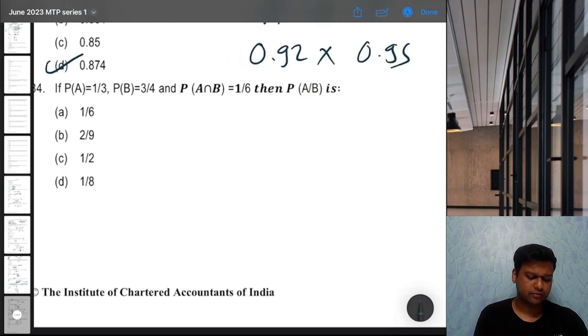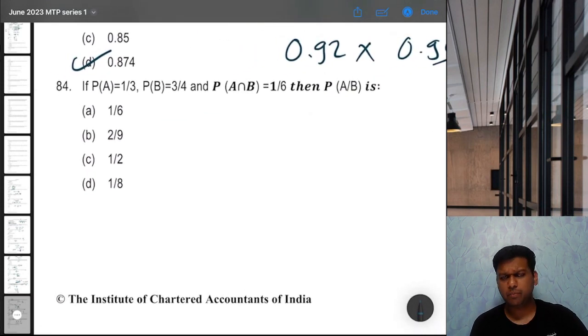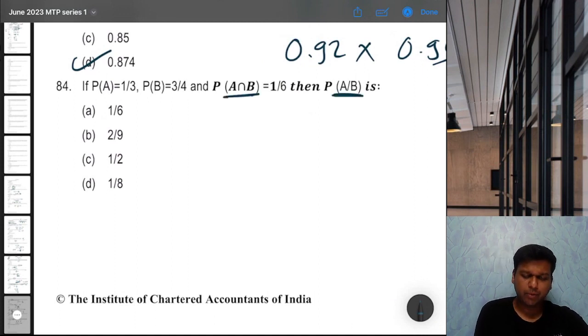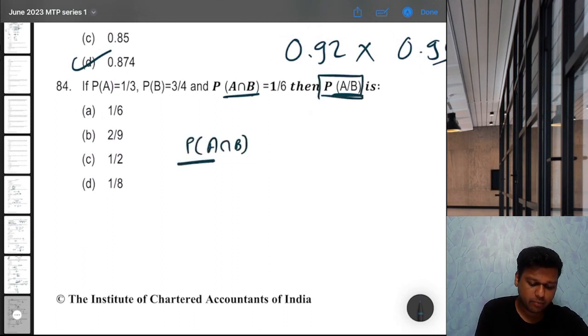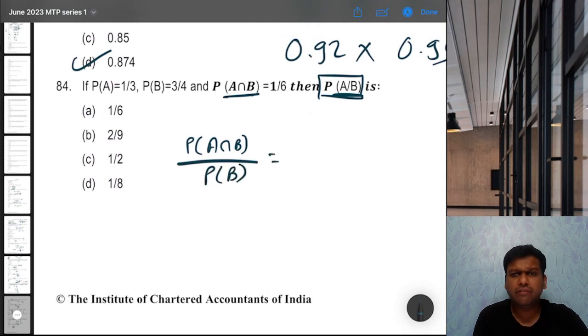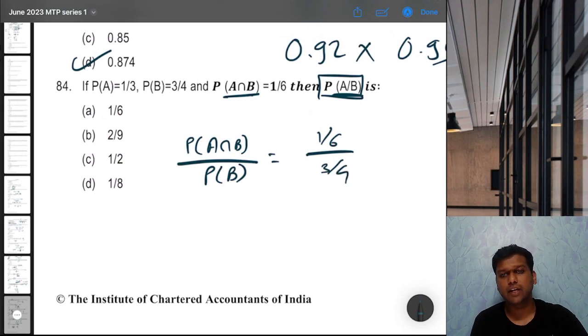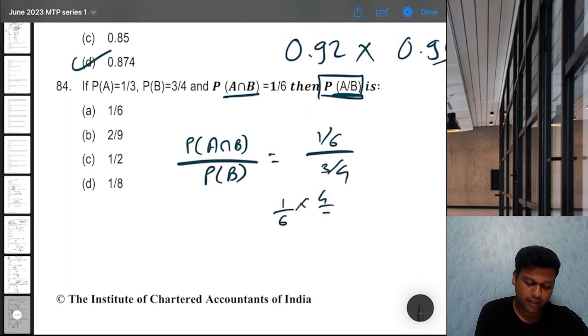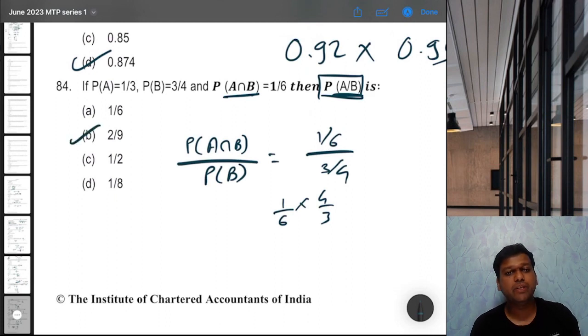Next, 84. If P of A is 1 by 3, P of B is 3 by 4, and P of A intersection B is 1 by 6, then what is the probability of A given B? Straightforward question, because the formula for probability of A given B is probability of A intersection B upon probability of B. We have everything. So 1 by 6 by 3 by 4, or 1 by 6 into 4 by 3, which is 4 by 18, 0.2222. If you go by the options, 2 by 9 is also 0.2222. So option B is the correct answer.